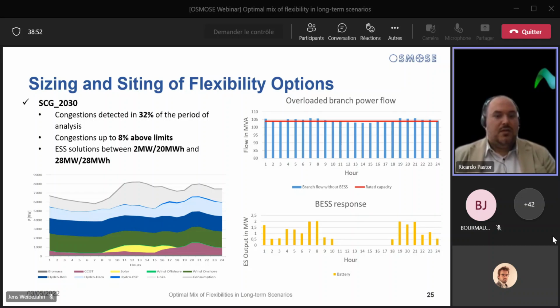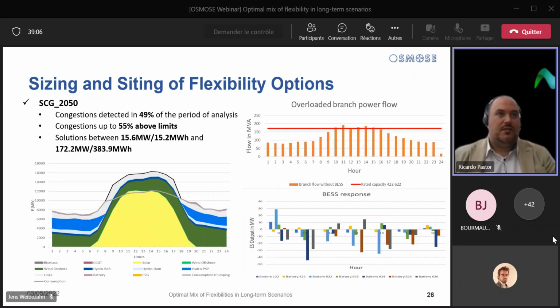On the right side, it's possible to see an example of an overload in one branch. You can see the red line as the branch limit, and the figure below is the energy storage response necessary to avoid this overload. We can move to the next.